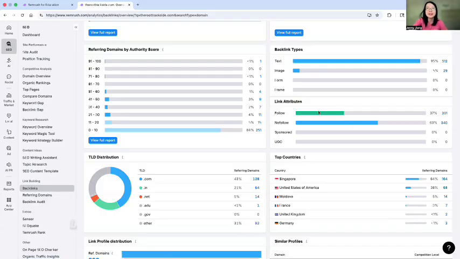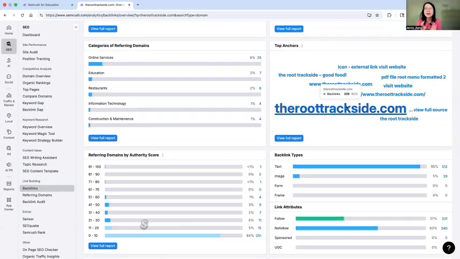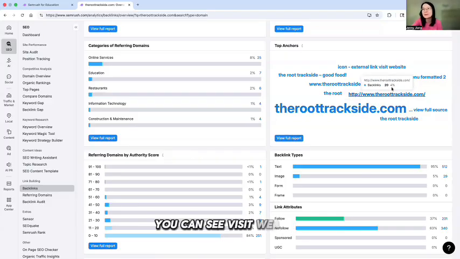That's the link attributes. Let's move on to the next thing that is very important, the top anchors. When we look at backlinks, we're not only interested in who is linking to the website, but also how they describe the link. That description is called anchor text. Anchor text is the clickable text in a hyperlink. For example, you can see visit website, the root, the rootsite.com, the roottracksite.com, and then the other thing. So these are the anchor text.